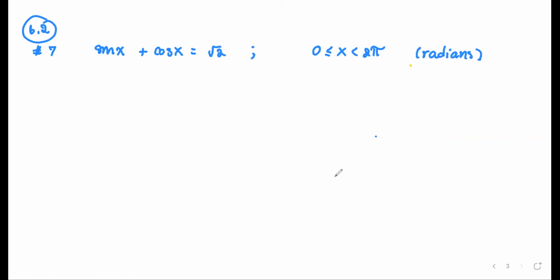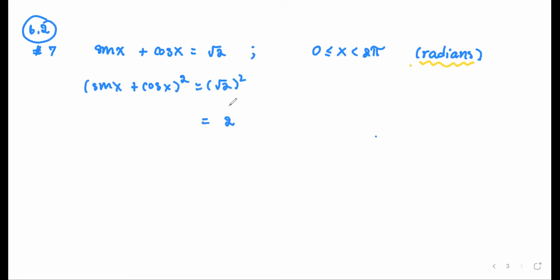For problem number 7 of the section 6.2, we have the equation sine x plus cosine x equals square root 2, and x, or the answer x, will be in between 0 radian and 2 pi radians. Recall the answer must be in the radian form. For this case, we are going to raise both sides to the second power. So let's start with that, square both sides. So the right-hand side becomes 2.